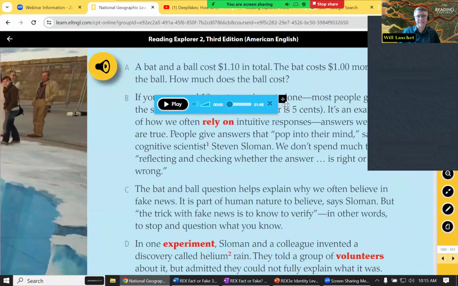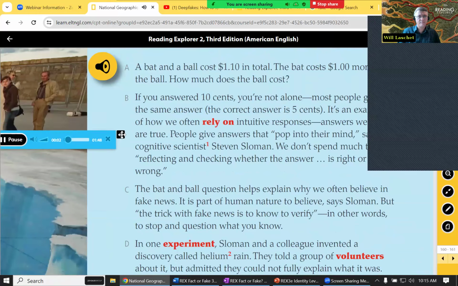Okay, so let's listen to this. Track 21. Reading 11A. The knowledge illusion.